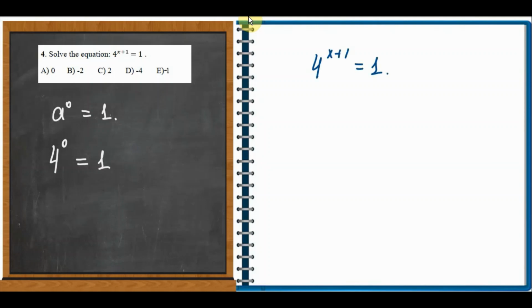Now, as you know, we will show 1 as a power of 4 because our base is 4 here. As long as bases are equal, we can equalize the powers. X plus 1 is equal to 0, x is equal to negative 1. So the correct answer is E, negative 1.